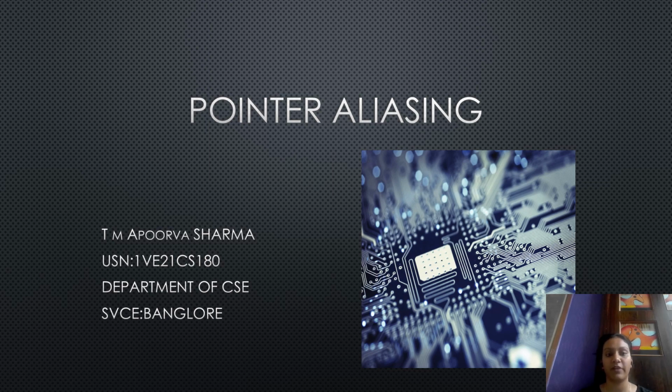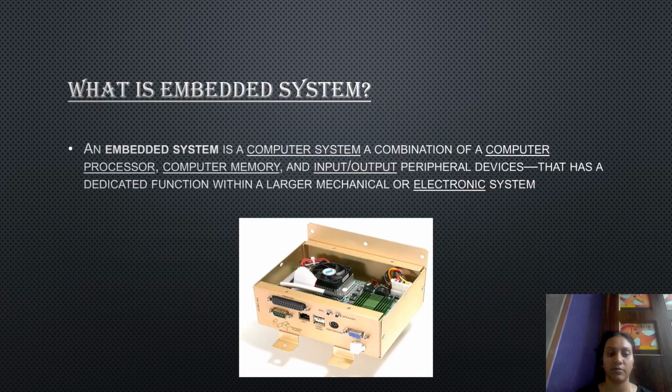Today the topic of my video assignment is pointer aliasing. Before going into pointer aliasing, we are going to discuss the basics about embedded systems. What is an embedded system? An embedded system is a computer system, a combination of a computer processor, computer memory, and input or output peripheral devices that has a dedicated function within a larger mechanical or electronic system.